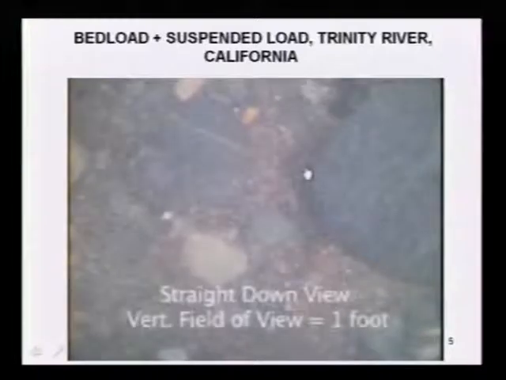So this is a camera placed on the bed. There is both bed load and suspended load transport. The largest gravel there is probably on the order of about 100 millimeters. The suspended transport is not too high, otherwise you would not see anything, but it is also there. So I hope this gives you an appreciation of what we are looking at.